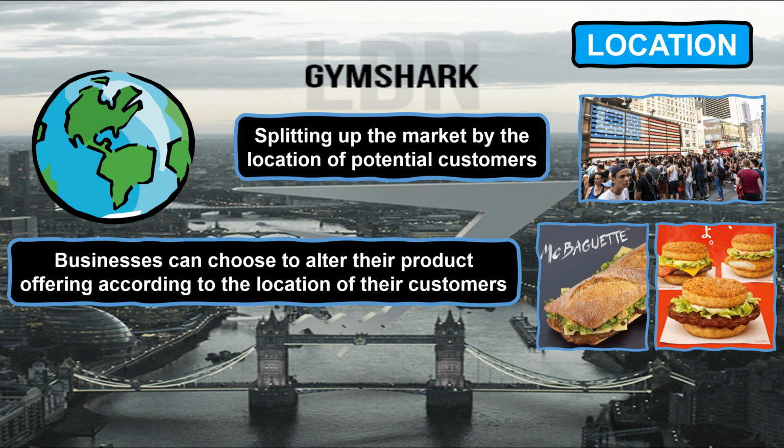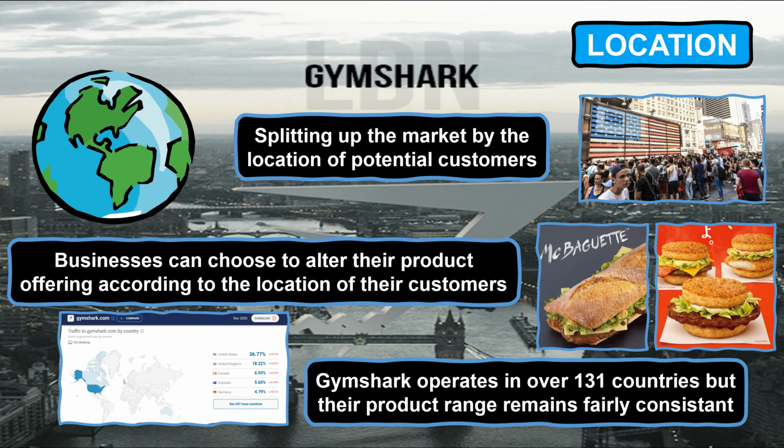This is more apparent in global businesses such as McDonald's, whose menu varies across the world according to the location of their customers. For example, in France they have the Mac Baguette, and in the Philippines the speciality is the McRice Burger. Gymshark have grown from a startup in 2012 where founder Ben Francis and a group of his high school friends got taught how to sew by his grandma and produce the early products in his parents' garage. This has now escalated into a global business which now operates within 131 countries.